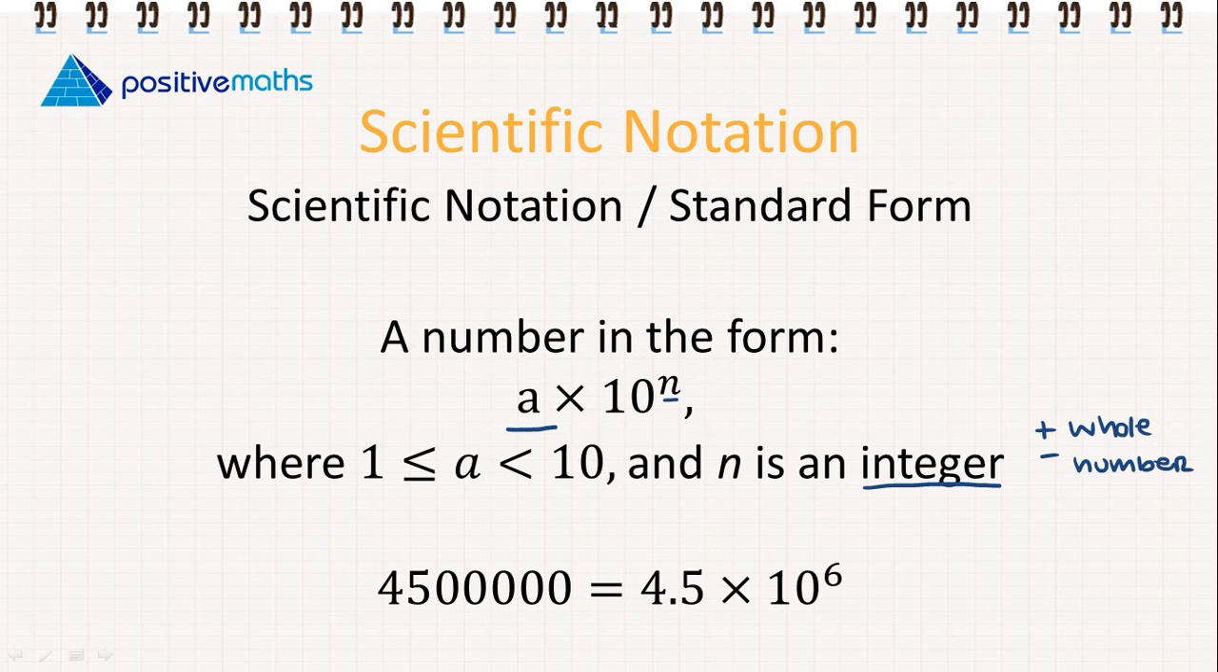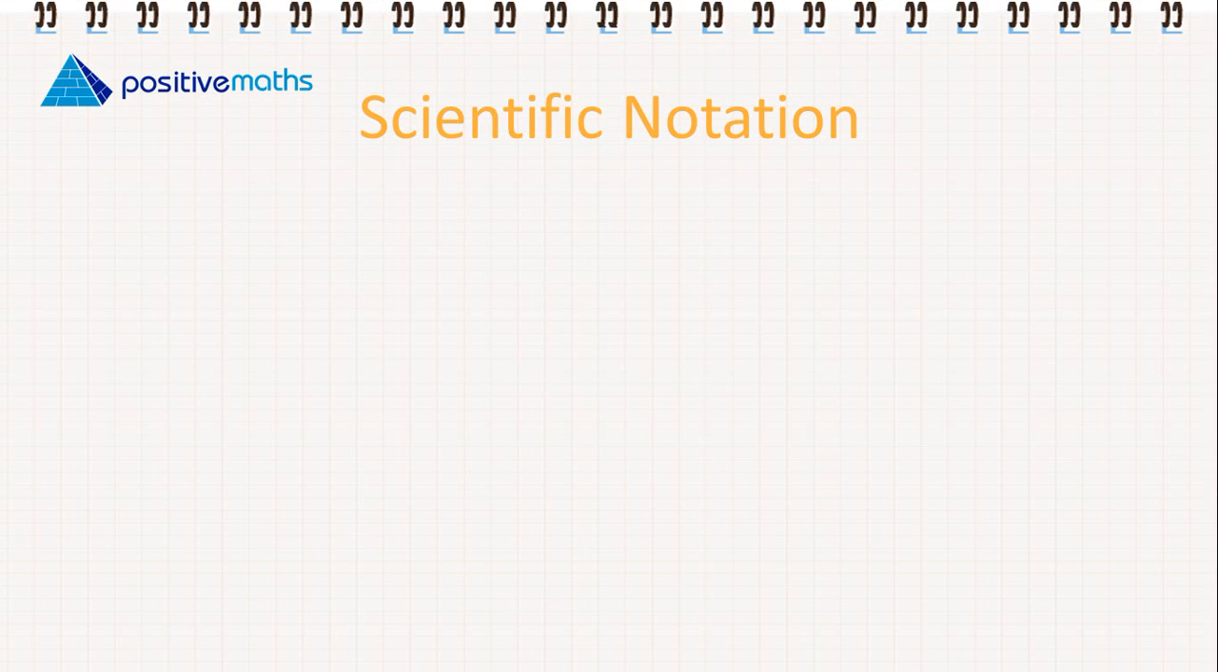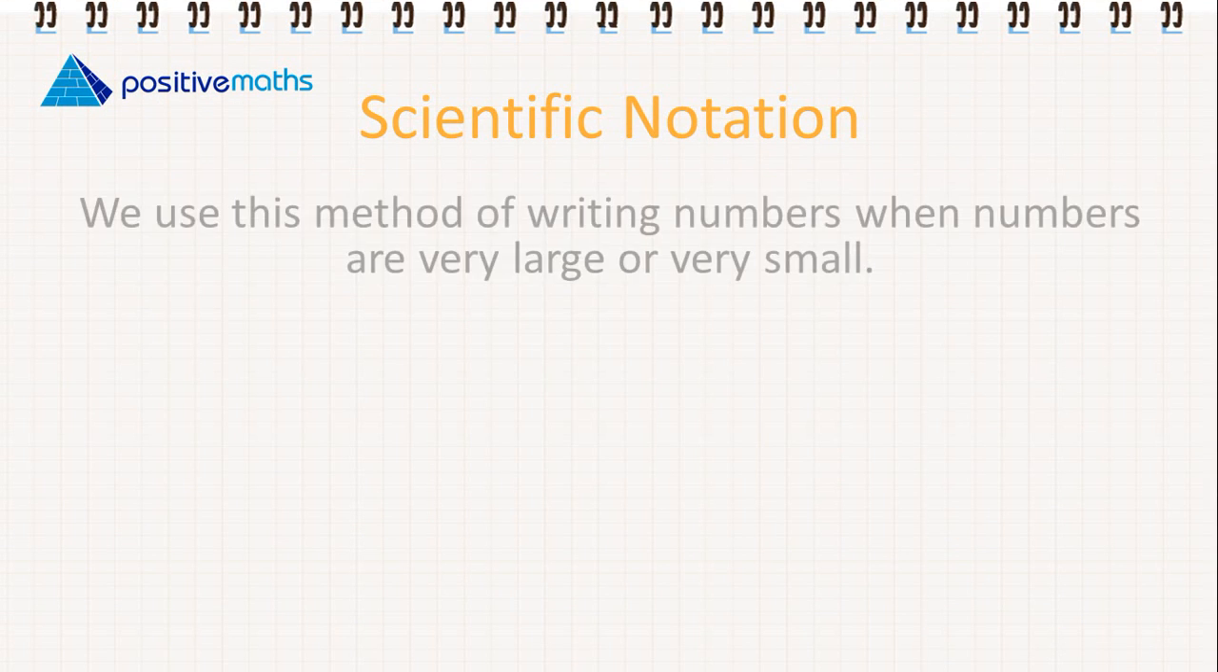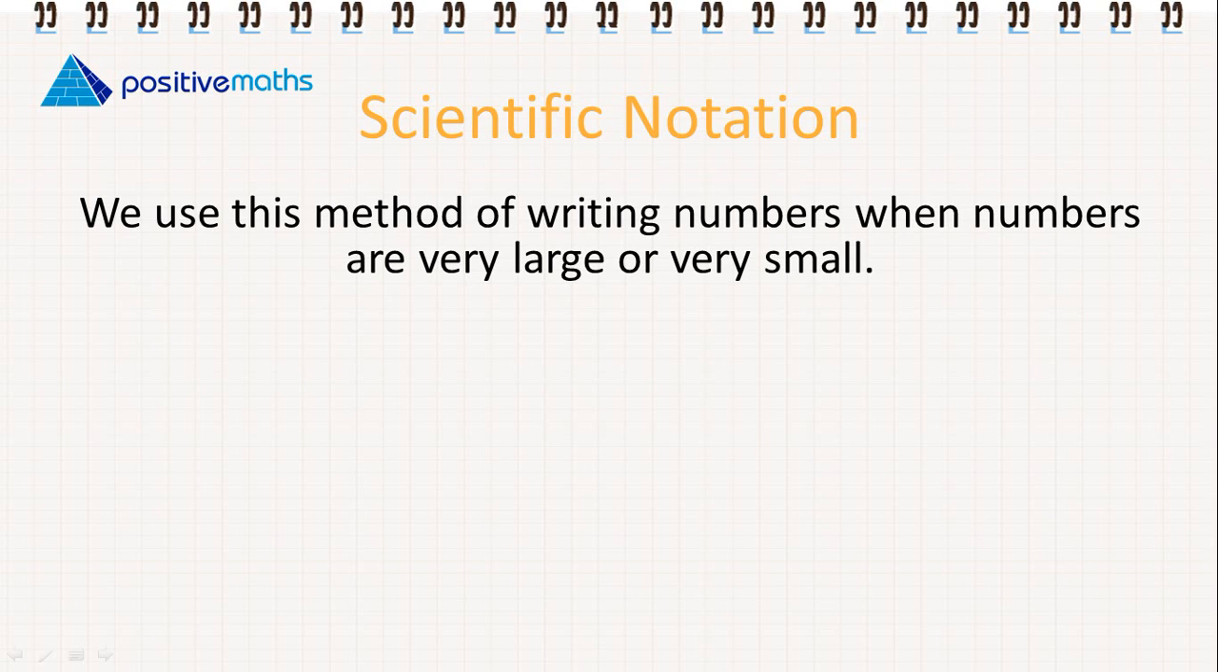An example: we have 4,500,000 written in scientific notation. The 4.5 is our a, multiplied by 10 to the power of 6, and we notice that 6 is an integer. So how do we write these numbers? We use this method of writing numbers when numbers are either very large or very small.